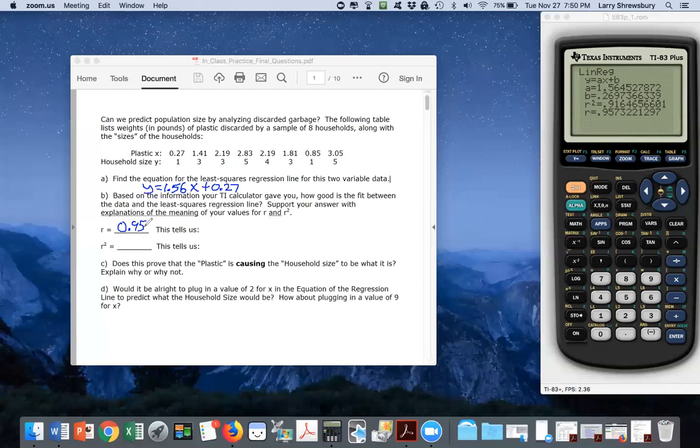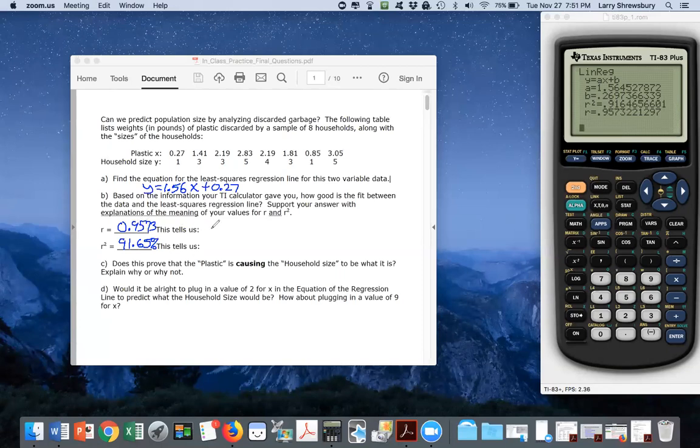I'm going to go out 4 decimal places: 0.9573. Now, R is not a percentage, so do not write it as a percentage. But R squared is a percentage, so it'd be okay to write it as a percentage, 91.65%. All right. Now, R is between -1 and +1. The closer it is to 0, the worse the fit is, but the closer it is to either -1 or +1, the better it is.